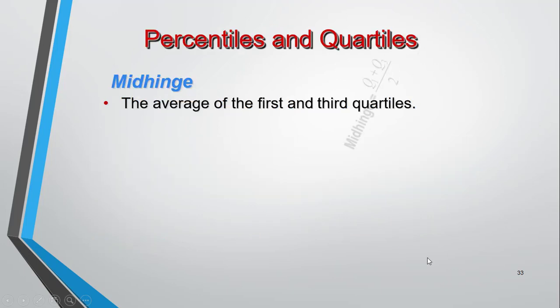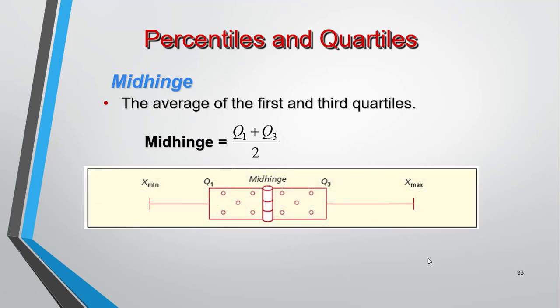Okay. There's another term called mid-hinge. Mid-hinge is the average of the first and third quartiles. Q1 and Q3 altogether divided by 2 is called mid-hinge. On the box plot, you have Q1, you have Q3. Remember, Q2 is somewhere over here. But mid-hinge is actually the average of Q1 and Q3.